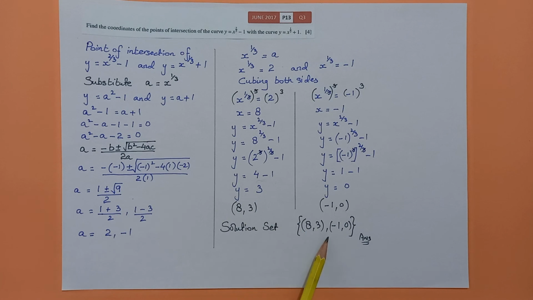So the two points of intersection are (8, 3) and (-1, 0) for the two given curves.